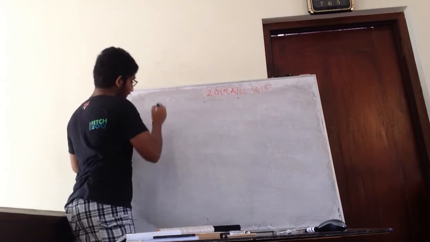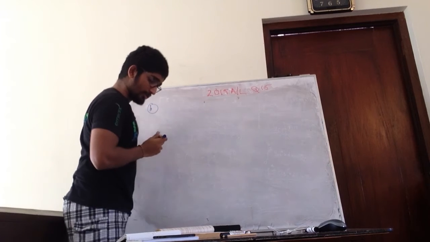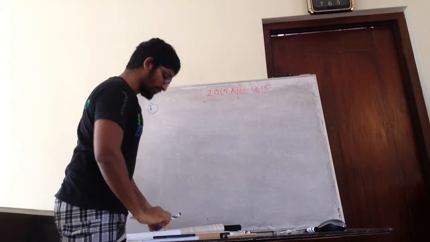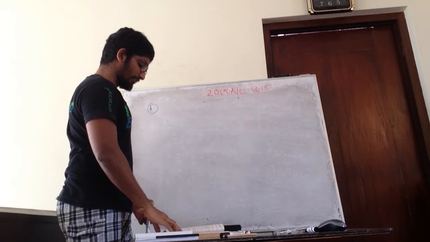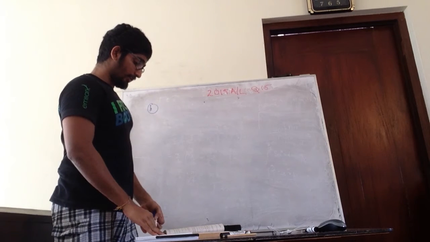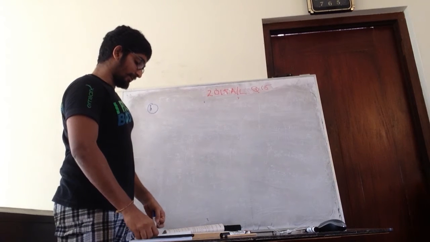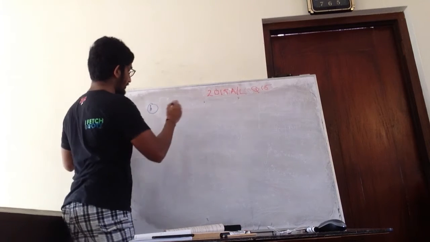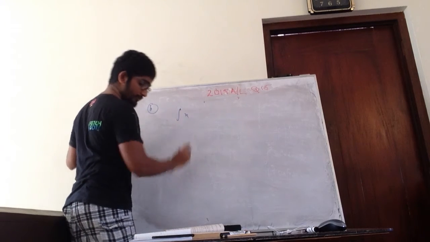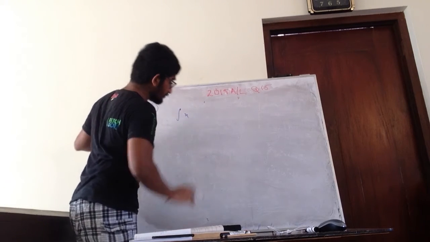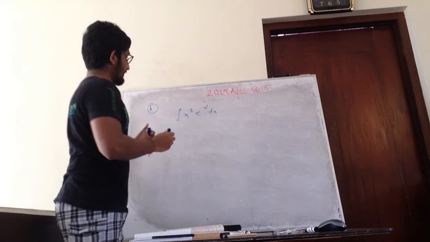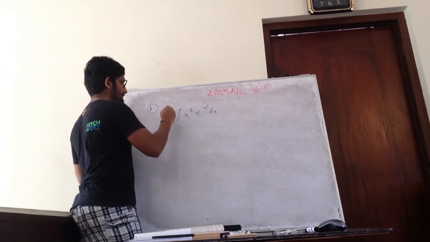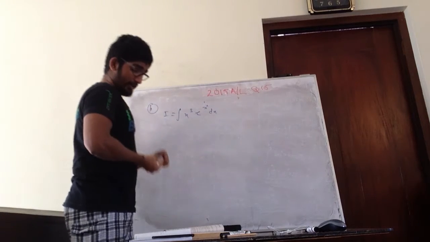So part B says: use a suitable substitution and the method of integration by parts to find the integration of x cube e to the x square dx. Right. So I'm going to name this as I.